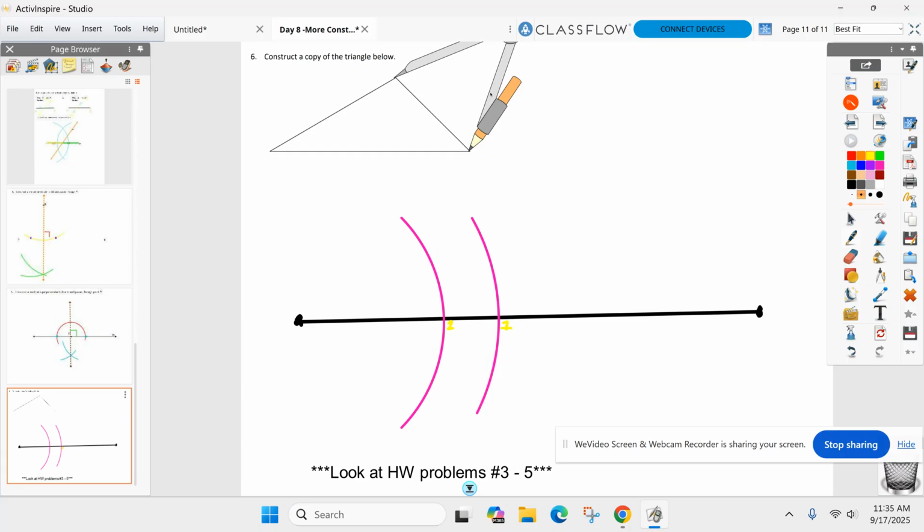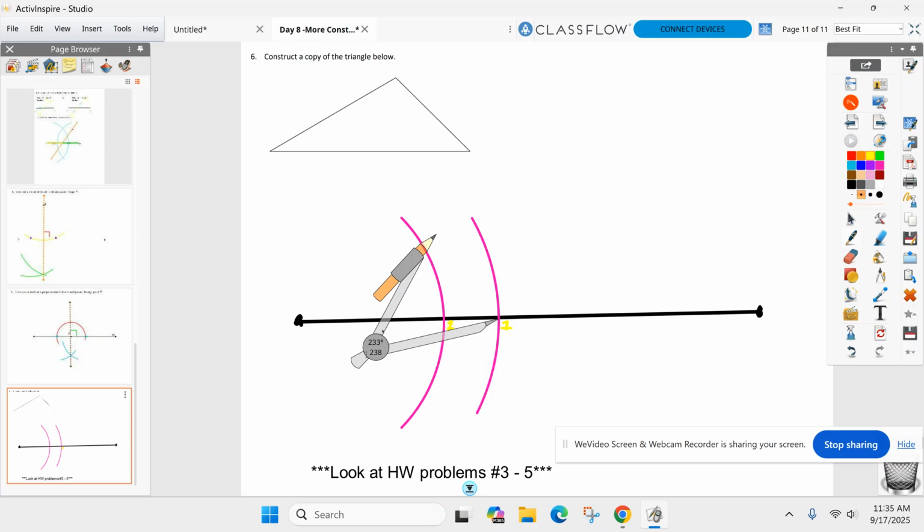Here's how you finish this construction. And this is why I needed a reminder. When you measure the third side, you put your compass point on the first arc, and you are going to make an arc that intersects the second one that you made.